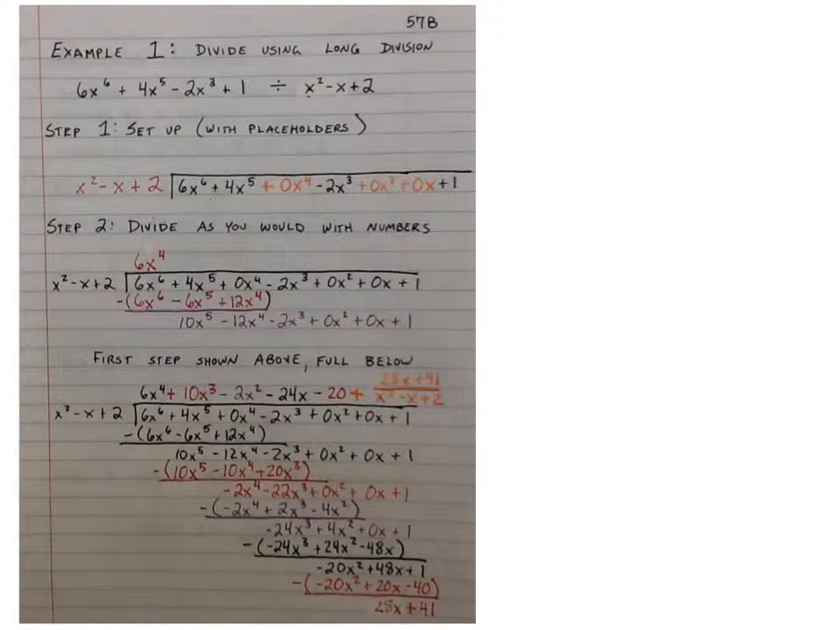The problem given is divide by using long division 6x to the 6th plus 4x to the 5th minus 2x to the 3rd plus 1 divided by x squared minus x plus 2. The process you want to carry out is put your dividend underneath the divide sign and make sure you include placeholders if there are any. If you forget to include placeholders, you will definitely make a mistake, and then you put your divisor out front.